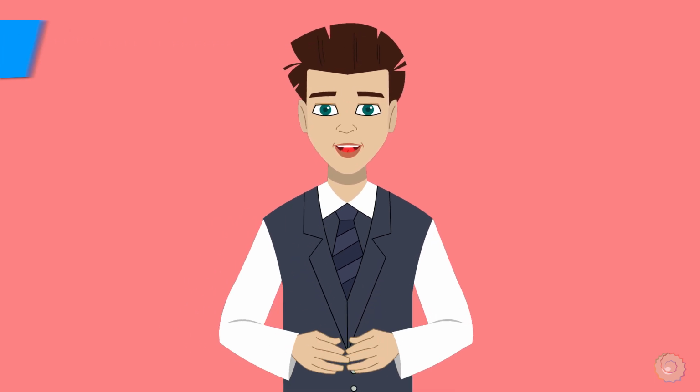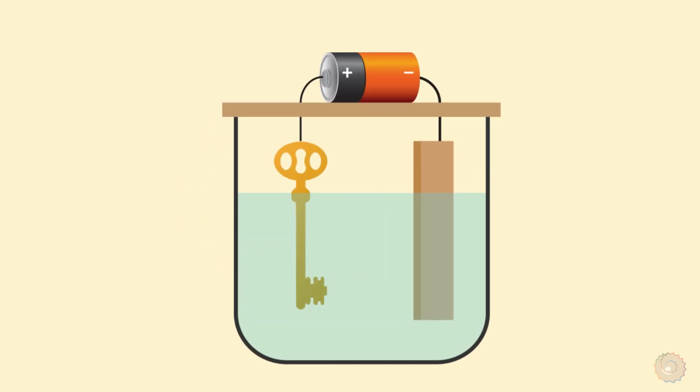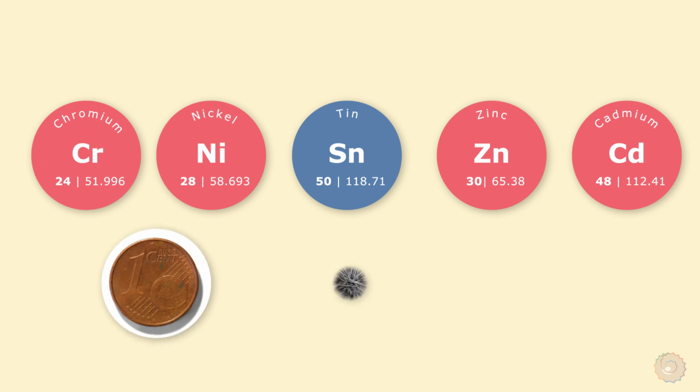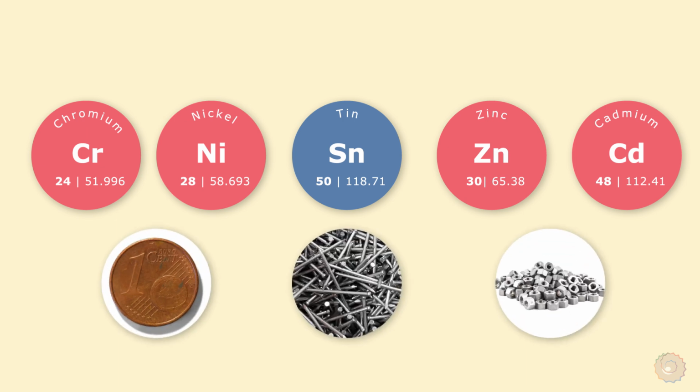Have you heard about electroplating? The process of depositing a layer of any desired metal on metal using electricity is called electroplating. It is one of the most common applications of chemical effects of electric current. Chromium, nickel, tin, zinc and cadmium are often used to plate copper, iron and steel objects.